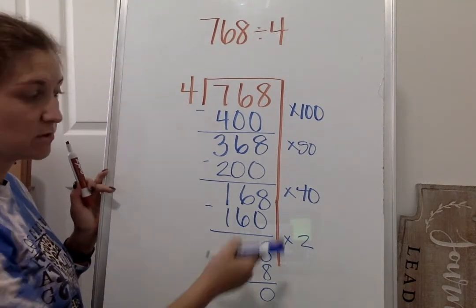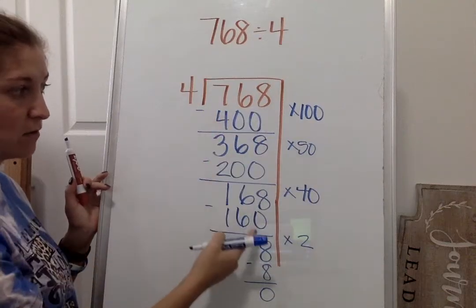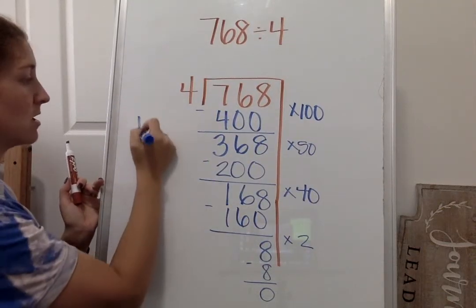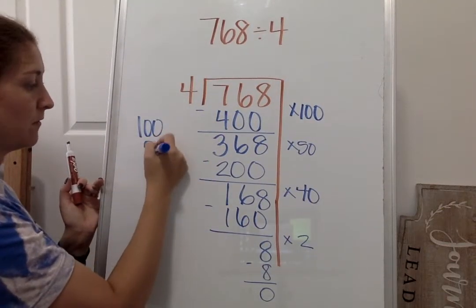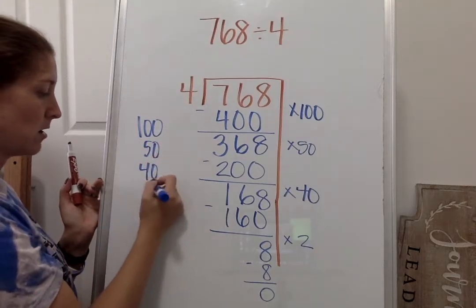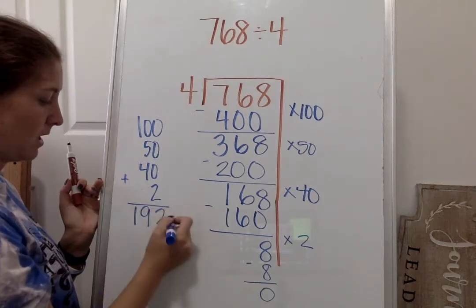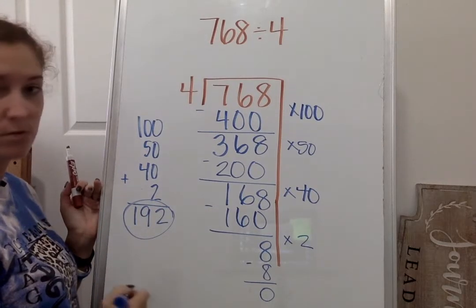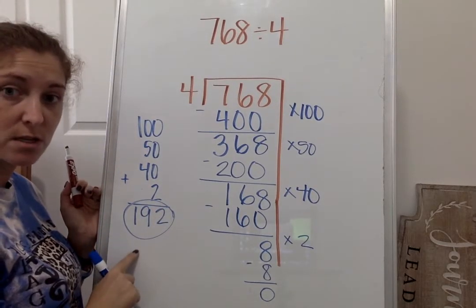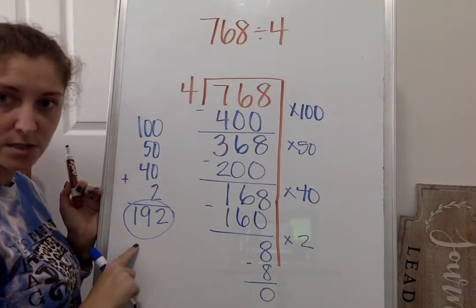Now all I have to do is add all of these numbers up over here on the side, and I'm going to do that right here. So 100, 50, 40, 2, add those up, and I get 192. So the answer, or the quotient, to this problem is 192.